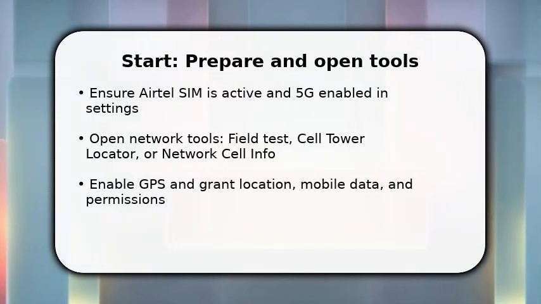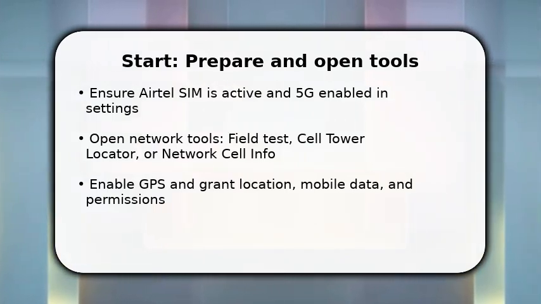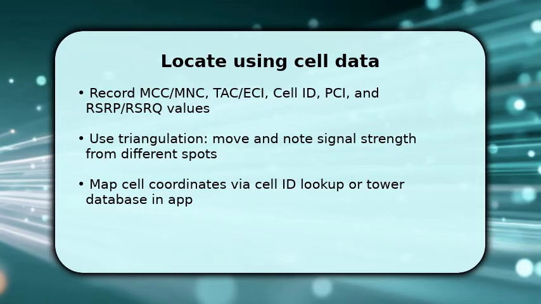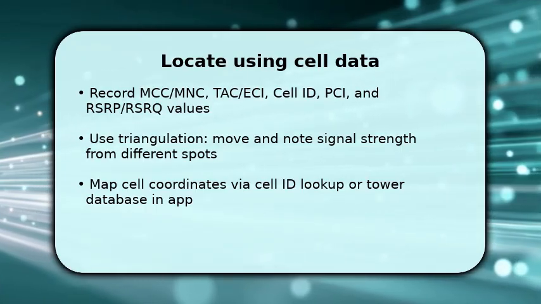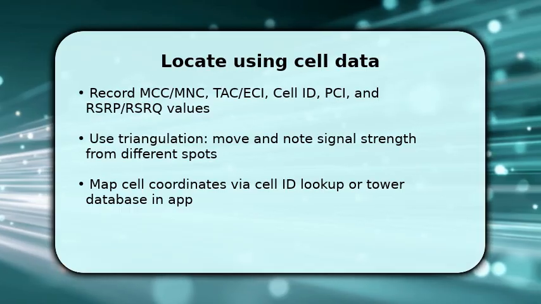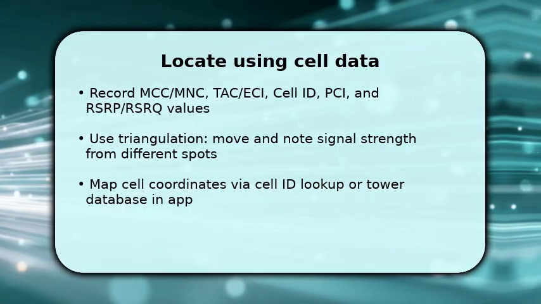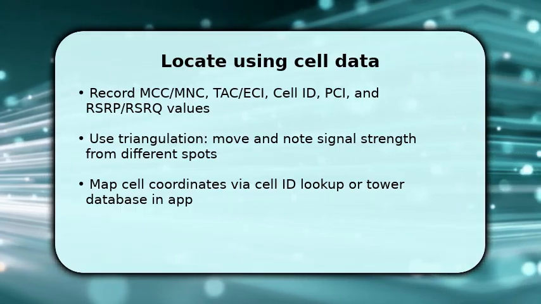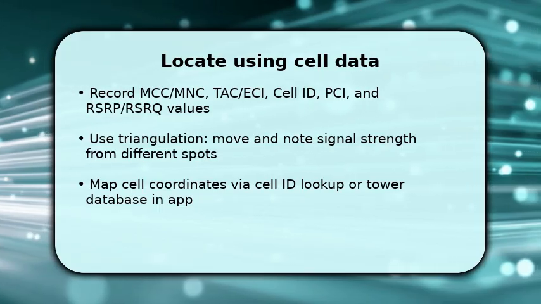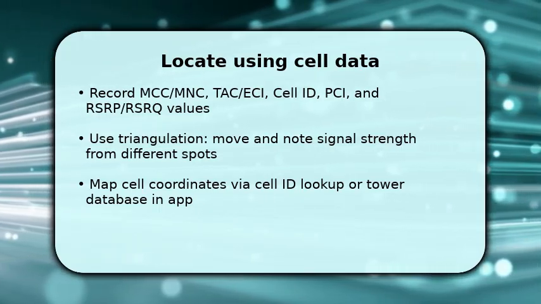reception is strongest. Next, you extract the serving tower identifiers and signal metrics, cell ID, PCI, and RSRP/RSRQ, so you can map the source. Walk short distances in 10-30-meter increments and watch signal change. Once you see the strongest RSRP repeatable in multiple spots, you're moving toward the tower.